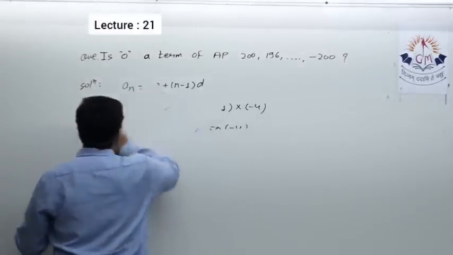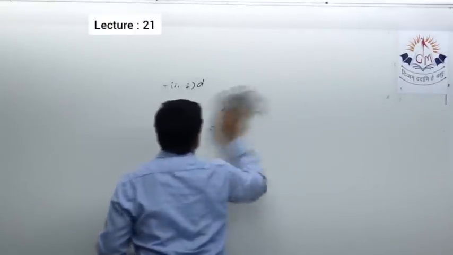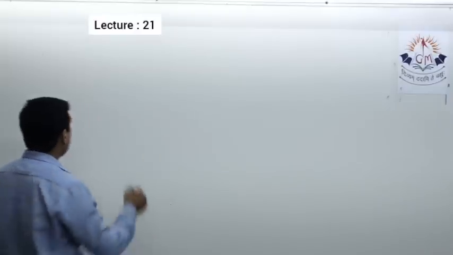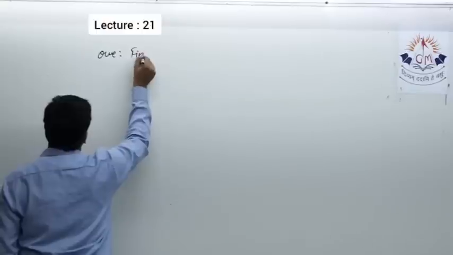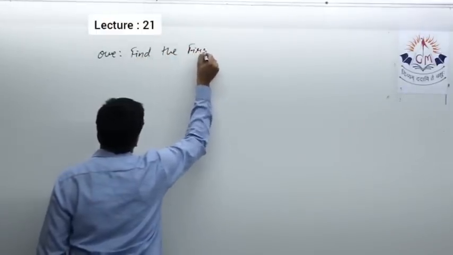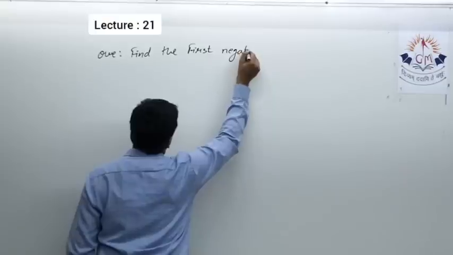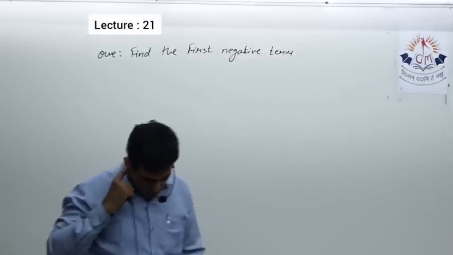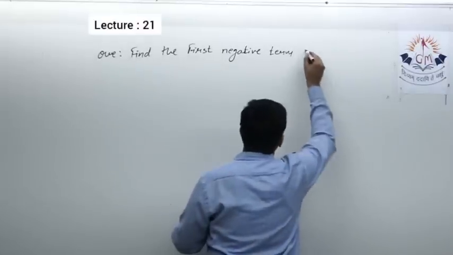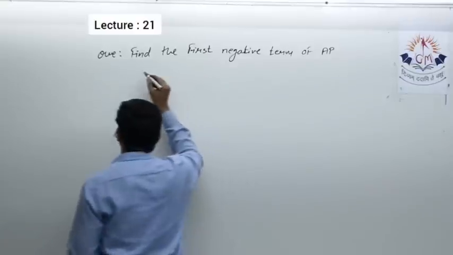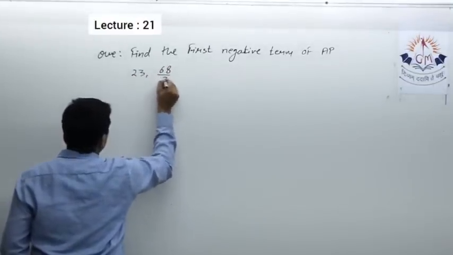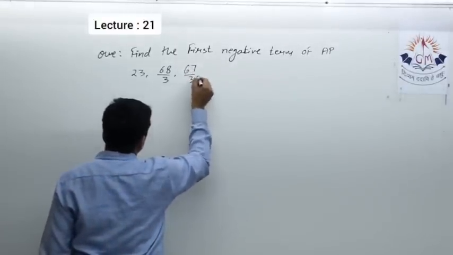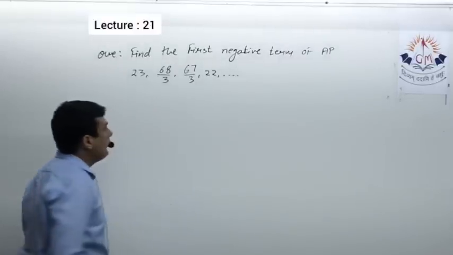Okay, now let us see the next question. Okay, next question is: find the first negative term of the AP 23, 68 by 3, 67 by 3, 22, and so on. So you have to find the first negative term.